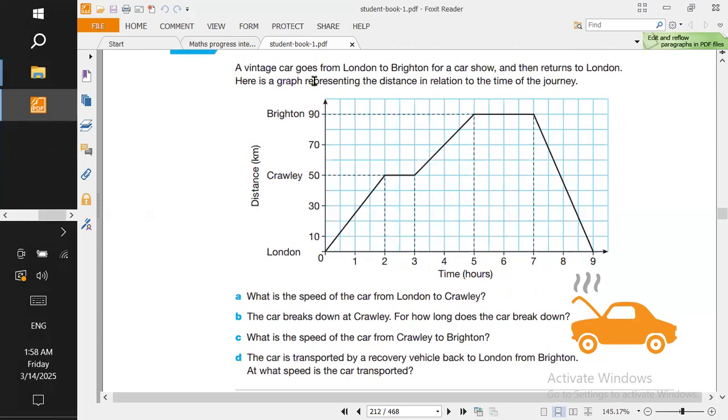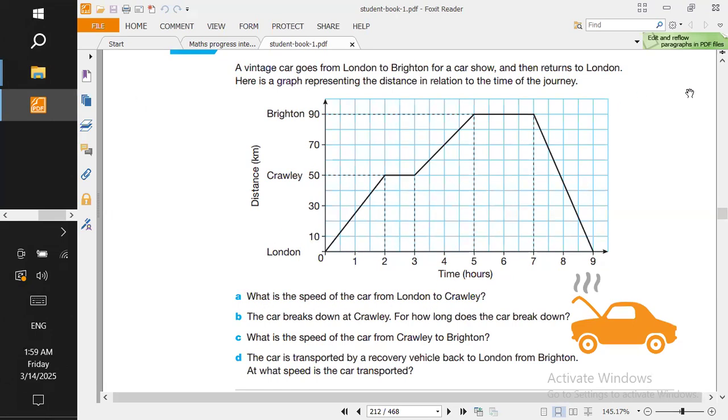So, a vintage car goes from London to Brighton for a car show and then returns to London. Here is a graph representing the distance in relation to the time of the journey. So, the distance will be on this side, the time will be on this side. Distance is the vertical line, time is the horizontal line. Now, all of the questions will be like this. First, what is the speed of the car from London to Crawley?